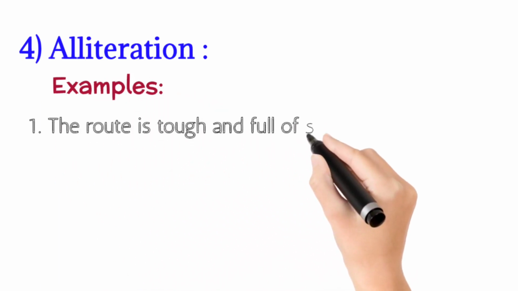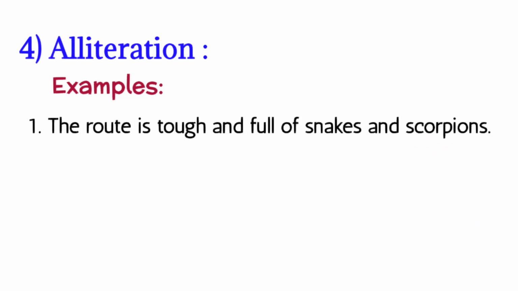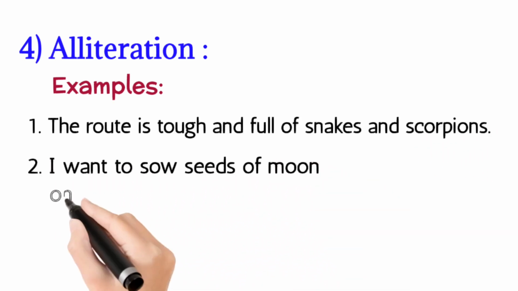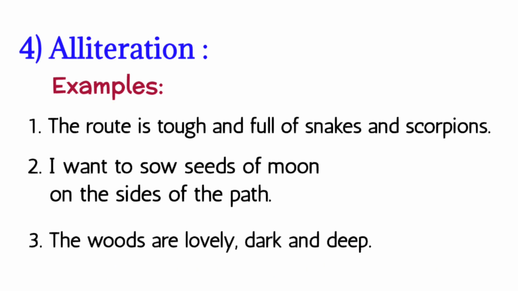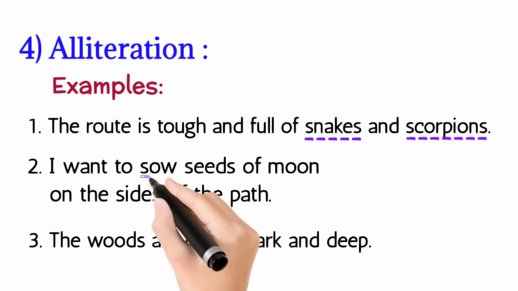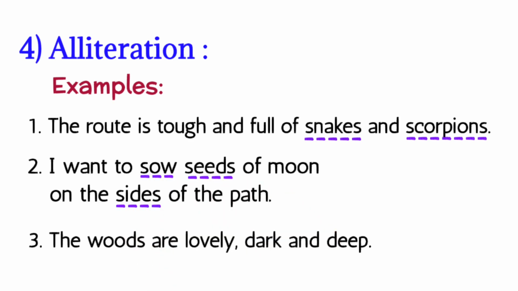Let's see examples first. The route is tough and full of snakes and scorpions. I want to sow seeds of moon on the sides of the path. The woods are lovely, dark and deep. In the first example, the same letter S is used at the beginning of words that are very close together, snakes and scorpions. In the second example, the same sound S is used at the beginning of the words which are close together, so seeds and sides.